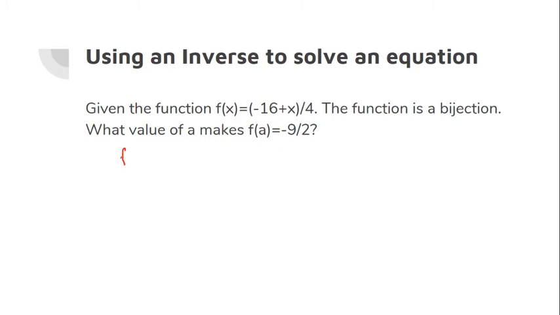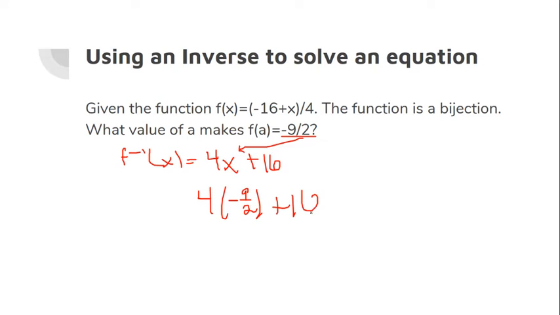So remember, our inverse for this function we also got earlier is 4x plus 16. And again, we're just going to plug this negative 9 halves in for x. So 4 times negative 9 over 2 plus 16. 4 times the negative 9 halves gives me, well, 9 times 4 is 36, 36 divided by 2 is 18. Negative 18 plus 16 gives me a negative 2. So that means that my a equals negative 2.